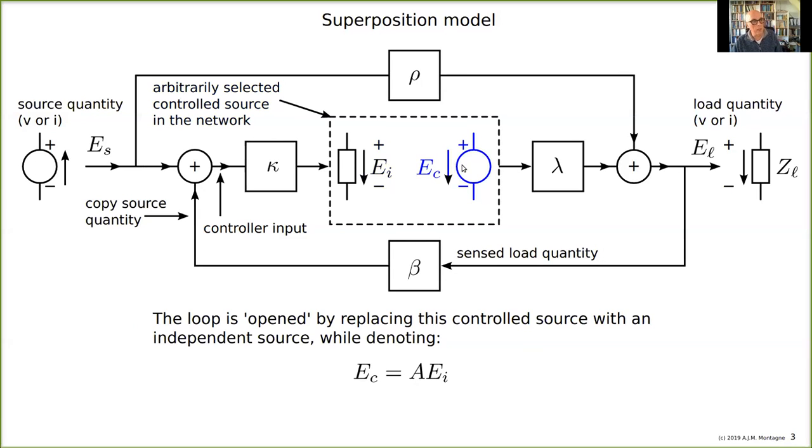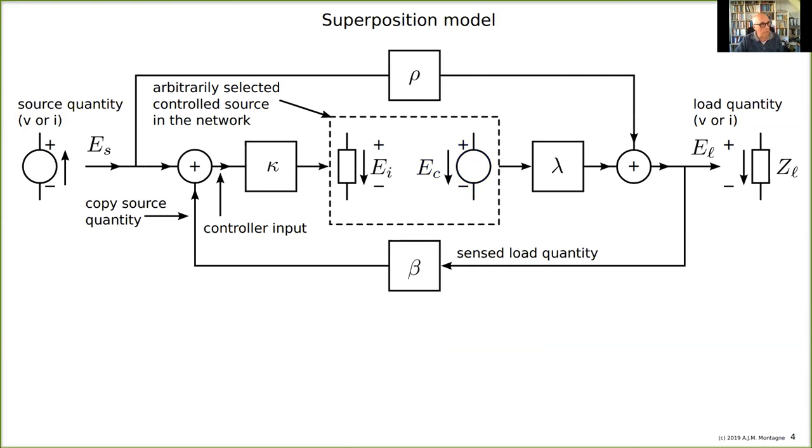So we have selected a controlled source. It can be any controlled source in your circuit. And if you want, you can even model a capacitor or a resistor with a controlled source and select that one, but probably the model doesn't tell you anything then. But that will be later on, the conditions for which one you should select. So we denote this relation and we call this A the loop gain reference.